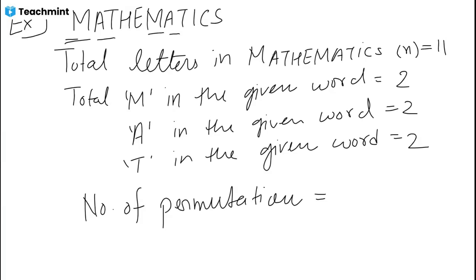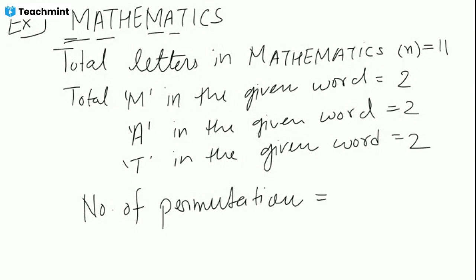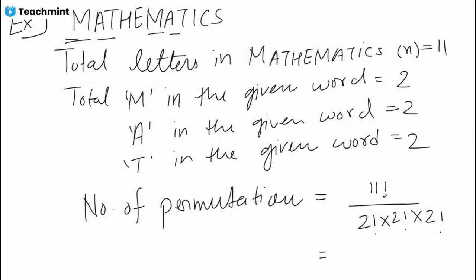Is equal to, here in the denominator we'll write the repeated ones. How many times the objects are repeated, okay? So here let us take the total, which is 11 factorial. Now 2 factorial into 2 factorial into 2 factorial, because we have these three repeated. Now let us simplify, then you can get the total number of permutations, or total number of words that can be formed by using these letters.